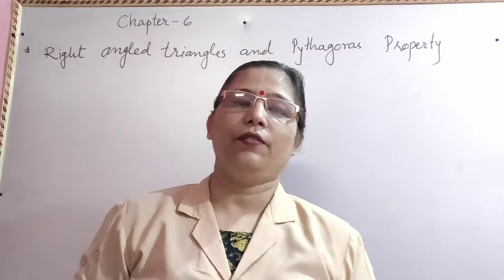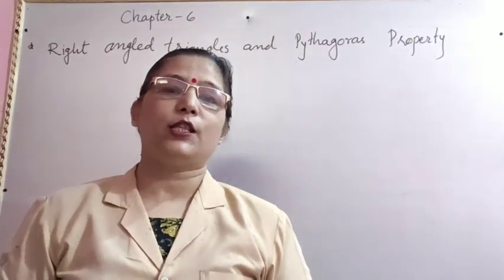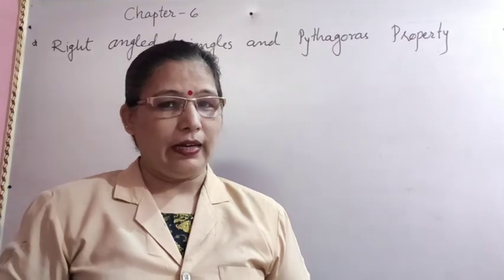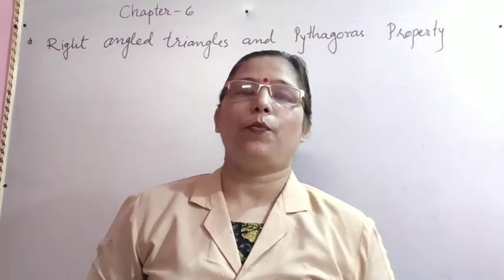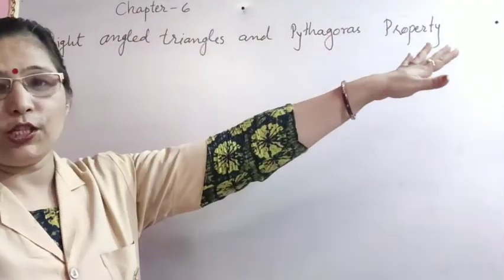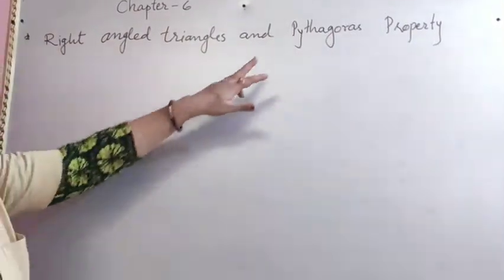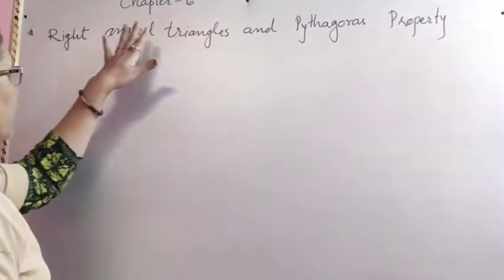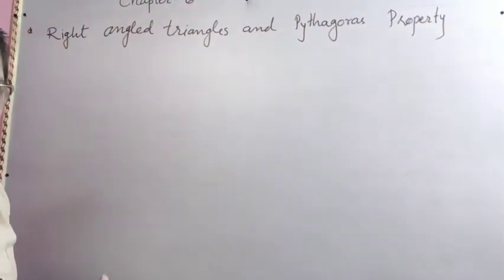Hello children, today we will start exercise 6.5. Before starting this exercise, we will see the last property of this chapter, that is right angle triangles and Pythagoras property. Before starting this Pythagoras property, firstly let's see what is a right angle triangle.